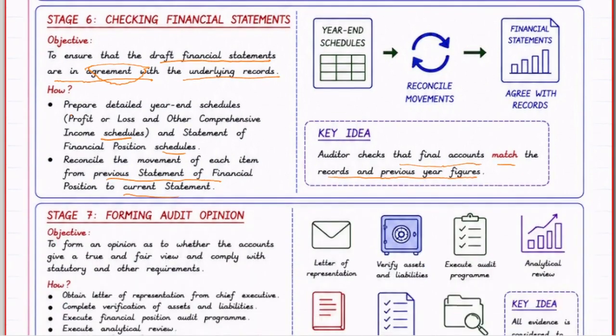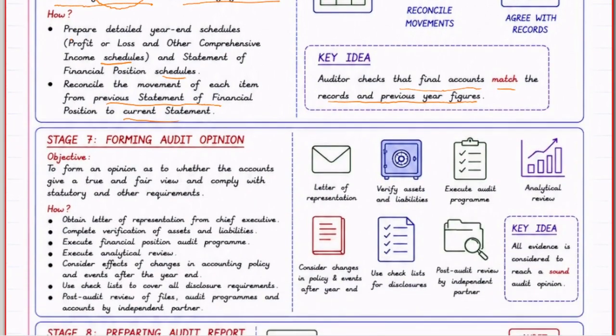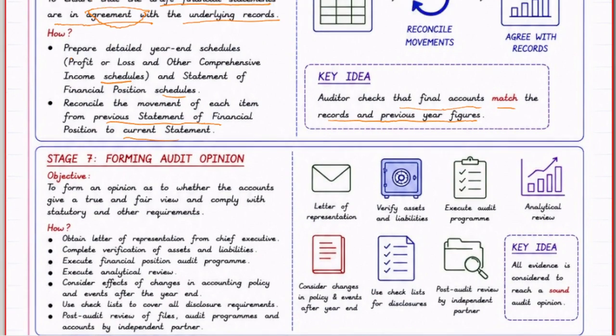Now stage 7 is forming audit opinion. We know the business in theory, we know the business in practice. Based on what we saw, we found weaknesses and we have also evaluated the weaknesses. That's stage 4. In stage 5, we test the records, and the financial statement in stage 6. Now, stage 7 is forming the audit opinion.